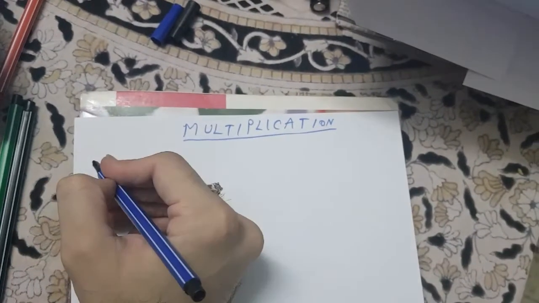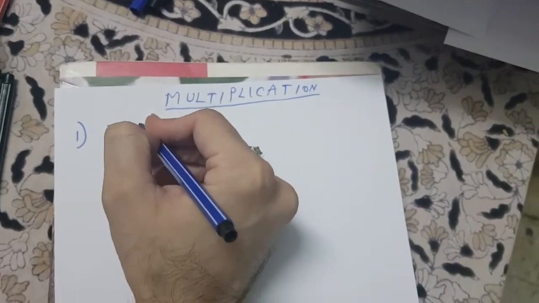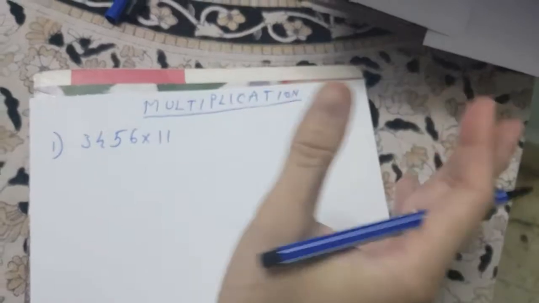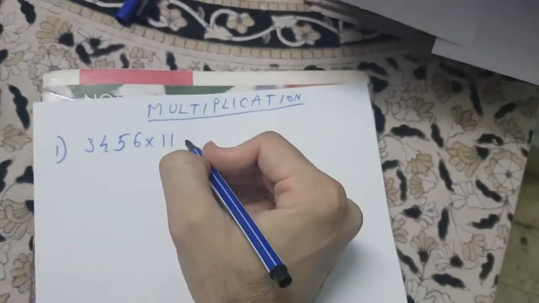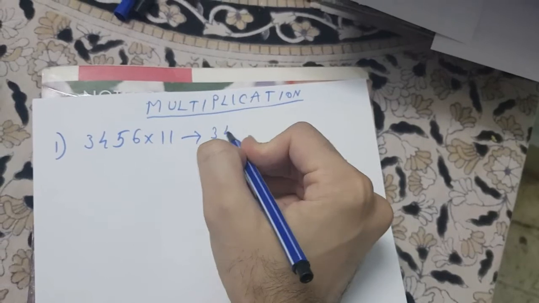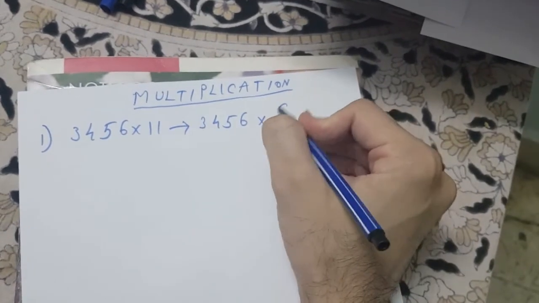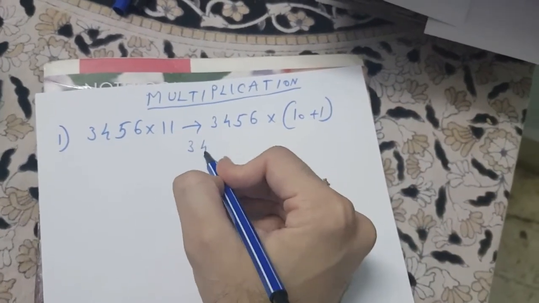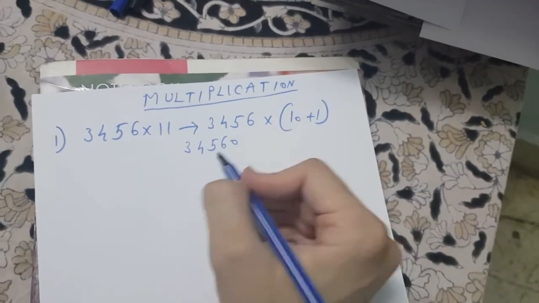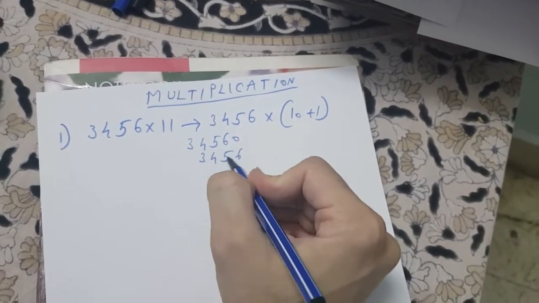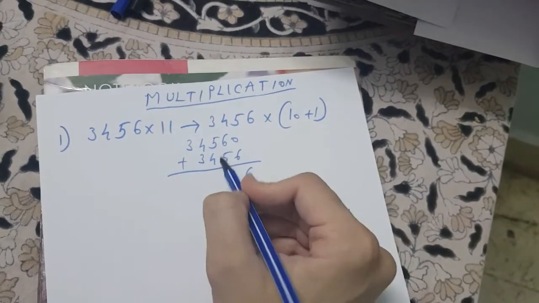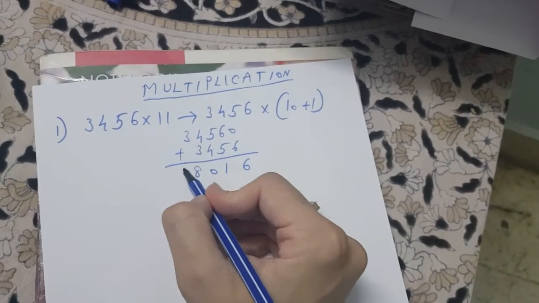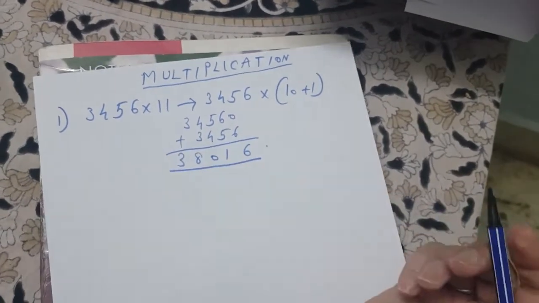For example, let us suppose we will solve 3456 multiplied by 11. You all know how to do multiplication in the general way, but we will do it the fast way. Instead of multiplying by 11, we split the 11 into 10 plus 1. So it will become 34560 plus 3456, and you just need to add. So this will be 6, 5 plus 6 is 11, 1 carry 1, 5 plus 4 plus 1 is 10, 1 carry 1, 4 plus 3 plus 1 is 8... and this is 3. So this will be the answer.